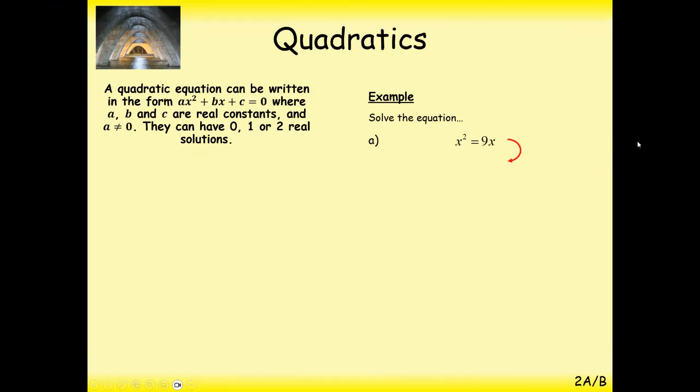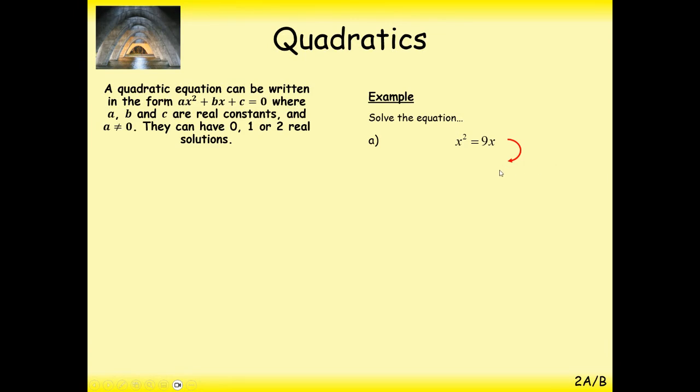You might be tempted to divide by x and you will get x equals 9, but that's not the correct way to solve it because we don't know x could be 0 and we cannot divide by 0. So this fact of performing a division by x is actually an incorrect way of going about this question.